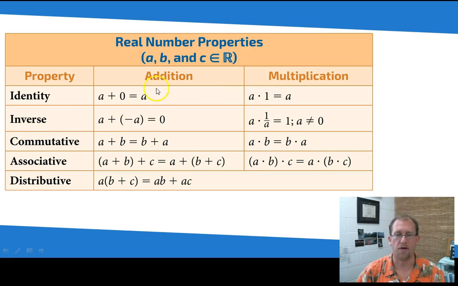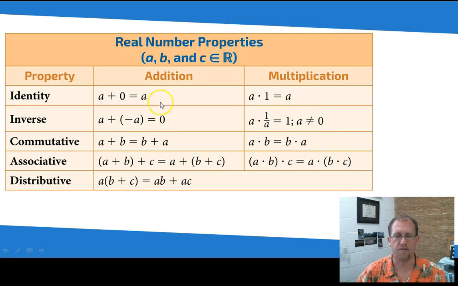The inverse property of addition is that any number plus its inverse is 0. So 1 plus negative 1, right, is 0. And the inverse property of multiplication is that any number times its inverse is 1. A times 1 over a, 3 times 1 over 3 is 1, right? As long as a is not 0.